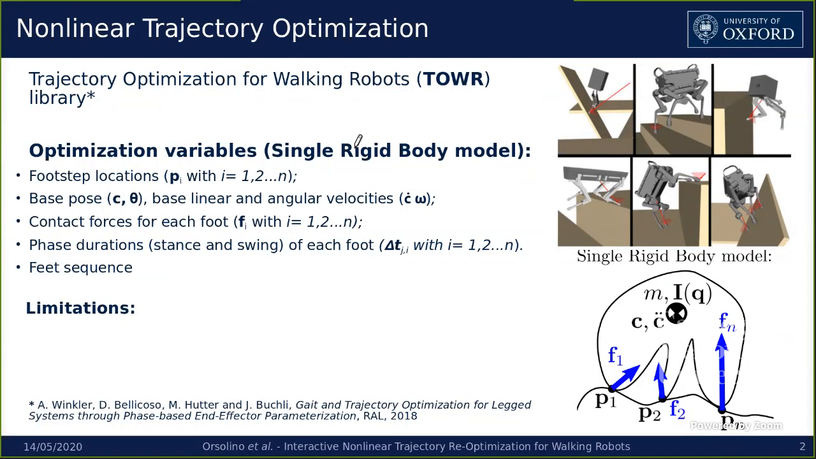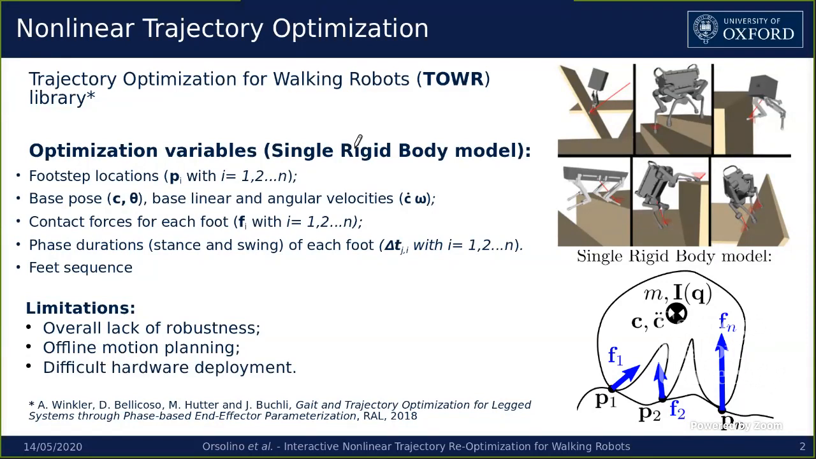The limitations of this library consist of an overall lack of robustness due to the presence of multiple local minima because of the nonlinearity of the problem, and also due to the fact that the original formulation is only meant to solve and find feasible solutions and not optimal solutions. And then, despite the excellent computational performances, it's still not good enough for online motion planning. And these 2 points together lead to a difficulty to deploy the obtained trajectories on the hardware.